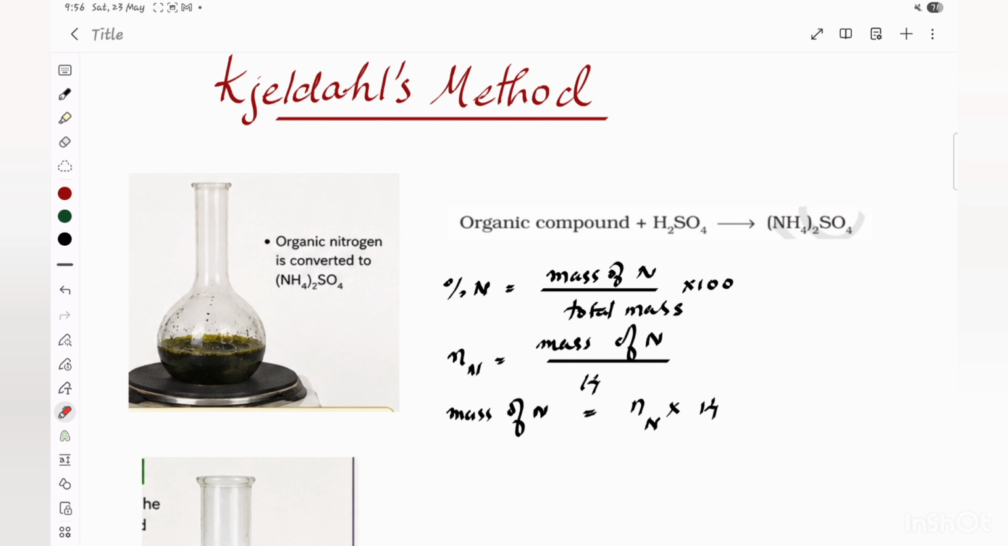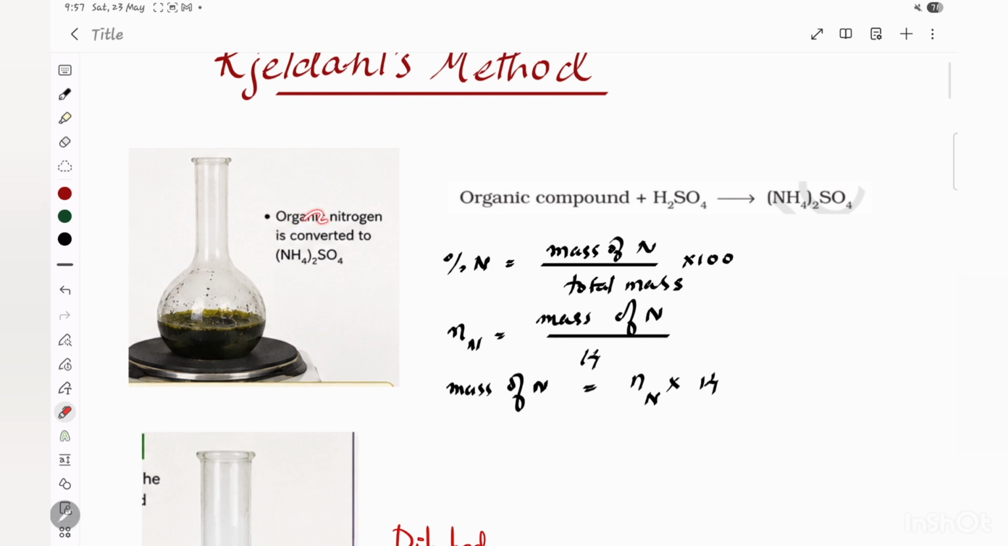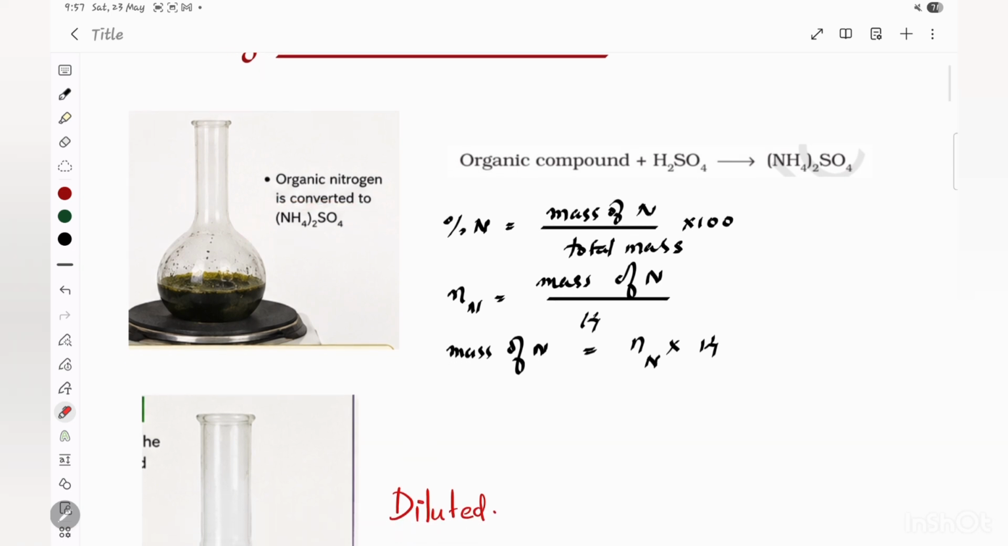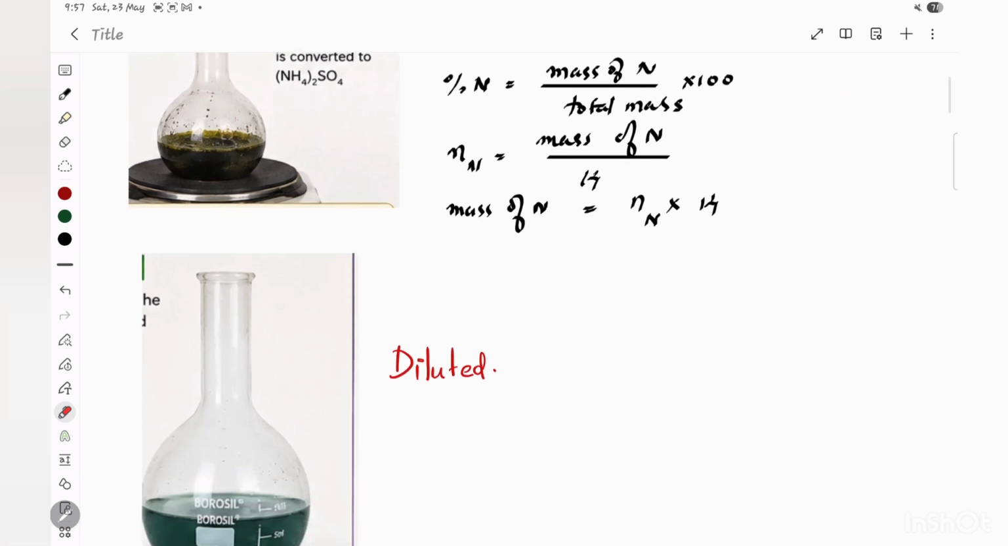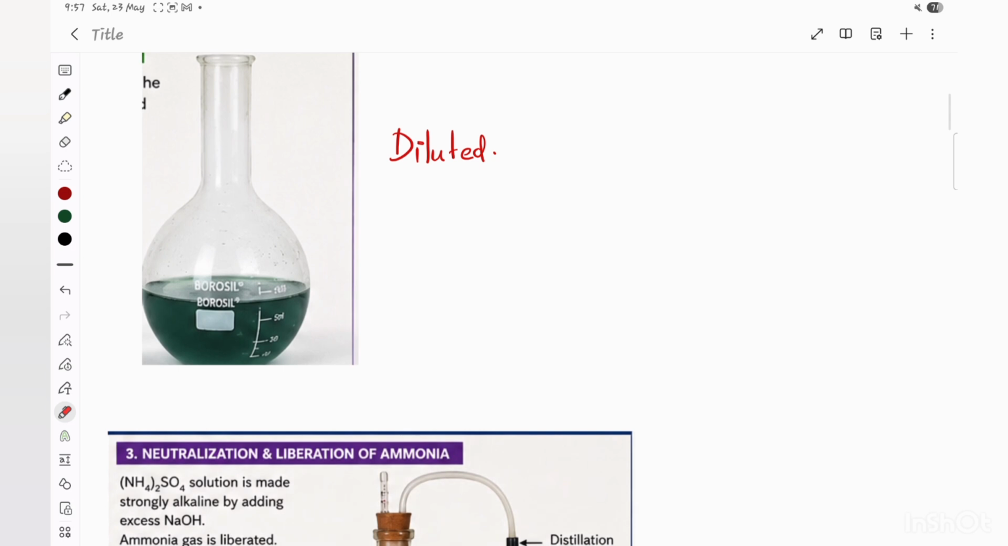Now I am going to explain what experiment we do to find this. We take an organic compound containing nitrogen. First, we add H2SO4. This is an NCERT line. The organic compound with H2SO4 is converted into ammonium sulfate, (NH4)2SO4. This process is actually called digestion. It is not mentioned in NCERT, just for your knowledge. Now from this (NH4)2SO4, I need to find out the number of moles of nitrogen. It will be diluted, though that is not given there.